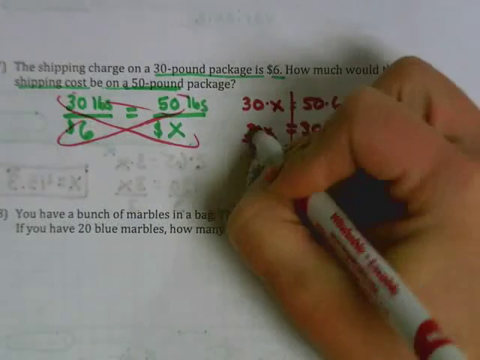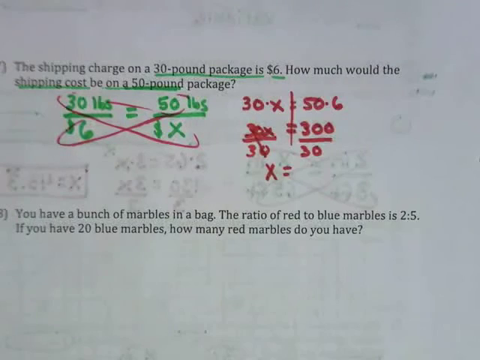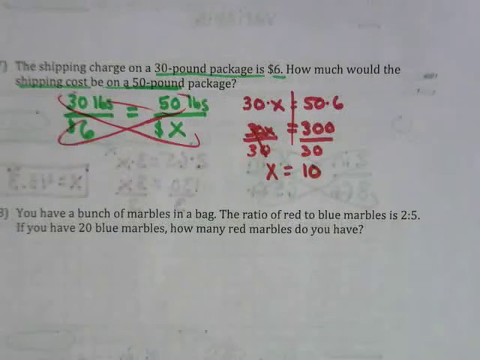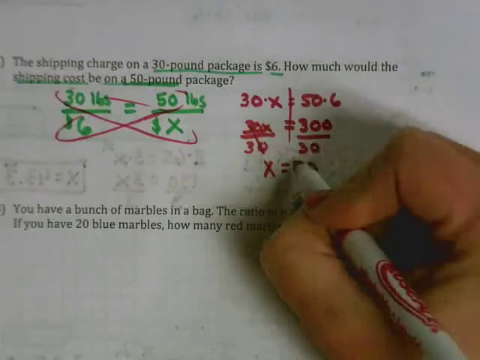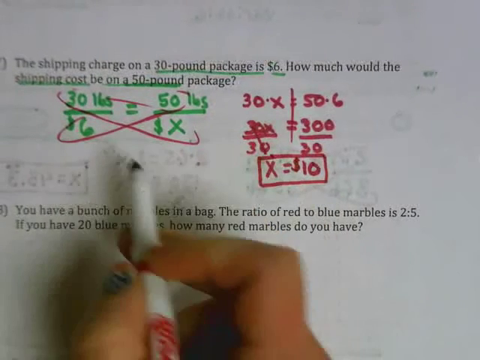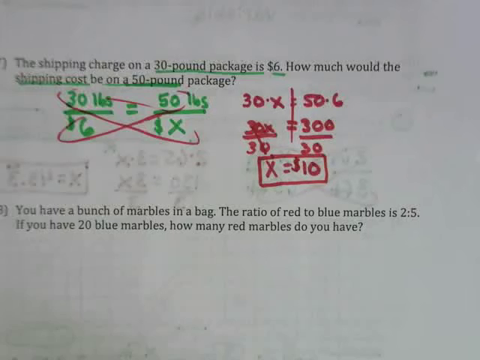Divide both sides by 30, and 300 divided by 30 should give us 10. 10 what? Yep, dollars. Dollar sign there. So $10 for shipping. Okay, at least it's more than 6. Not quite double. 50 is not quite double 30. So I'll buy that. I'll go with that one.